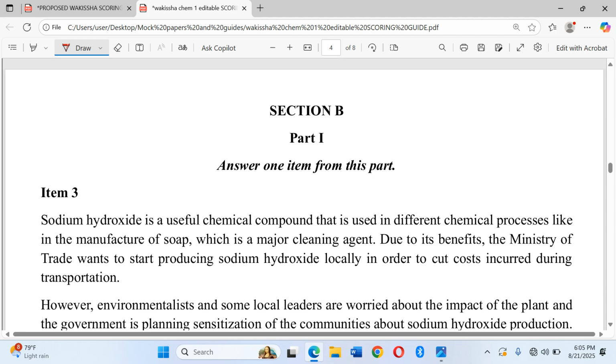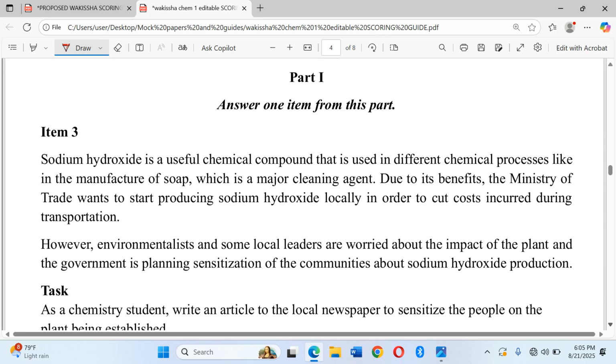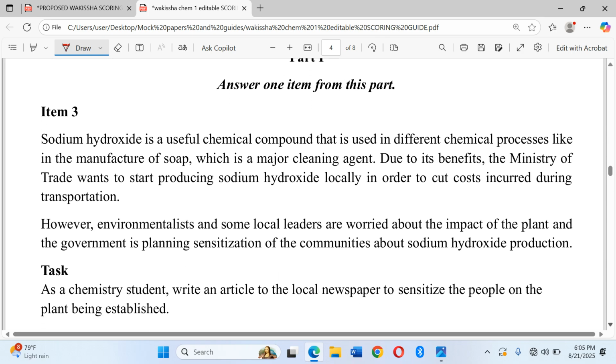Let's go to section B, part 1. One thing we know about section B, part 1 is that this is the part which is talking about the industrial processes. So item 3 and item 4 are industrial processes, and the learner is supposed to select only one item. But of course, because for us we're looking at our guide, we shall respond to all the 3 items.